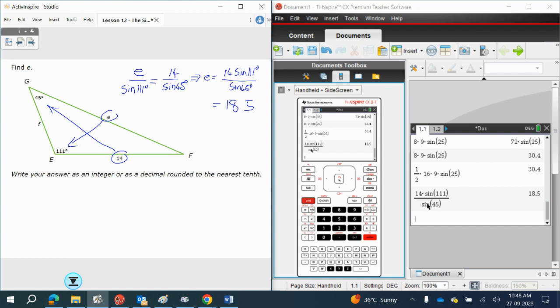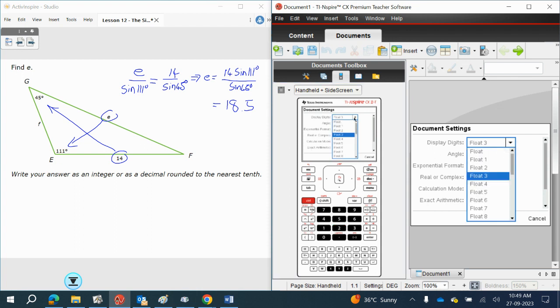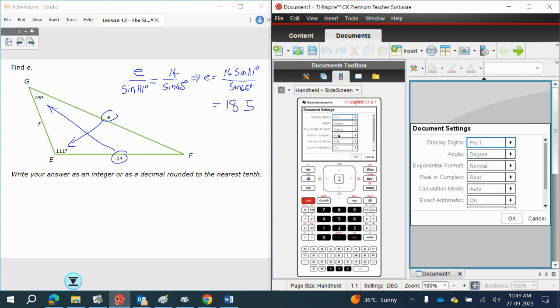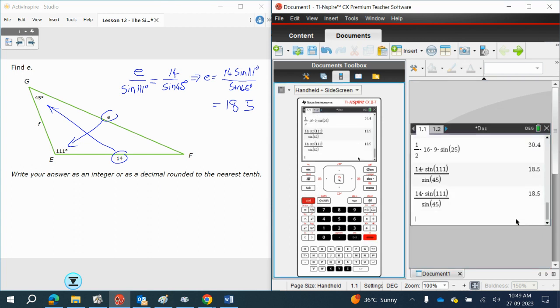you how to do that. Document 7.2, and then change this into fix 1. It's asking for to the nearest tenth. Fix 1 is the nearest tenth. And then we get our answers.